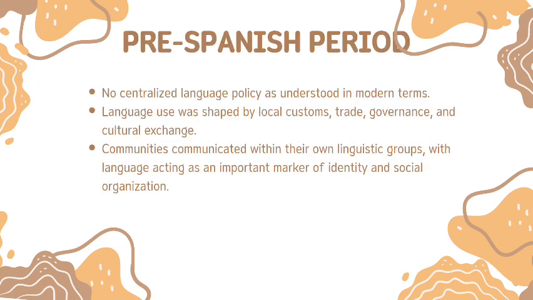So the first that we have is the pre-Spanish period. In pre-colonial times, the Philippines was characterized by linguistic diversity. Each community had its own language, which served as an important marker of identity and social organization. Aside from that, in this era, there wasn't a centralized language policy as we understand it today.